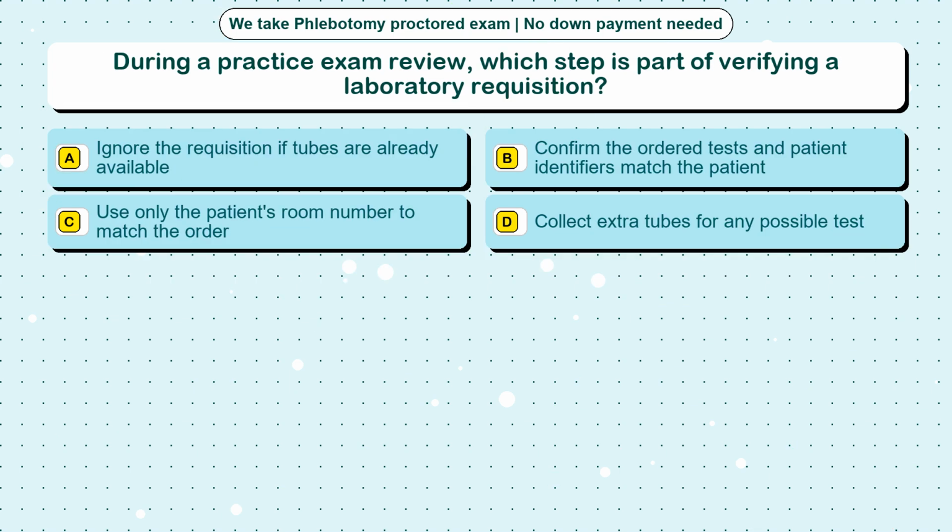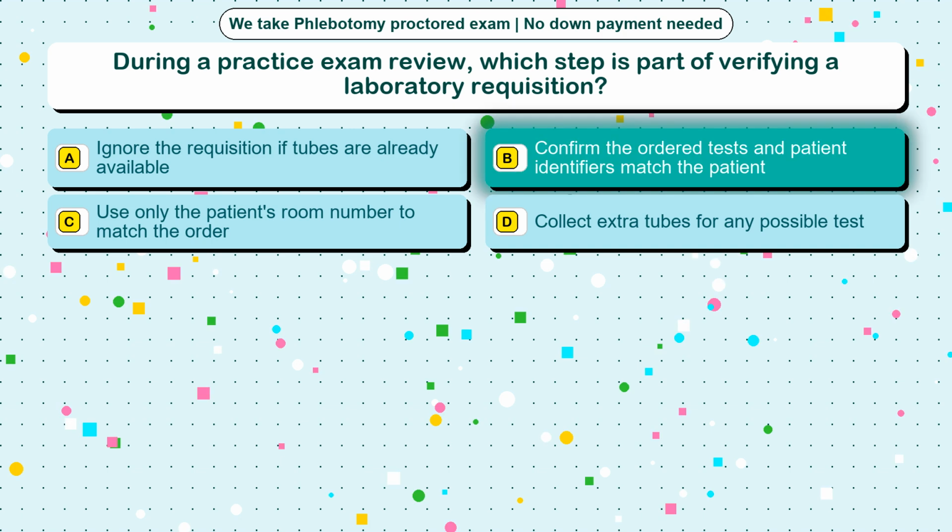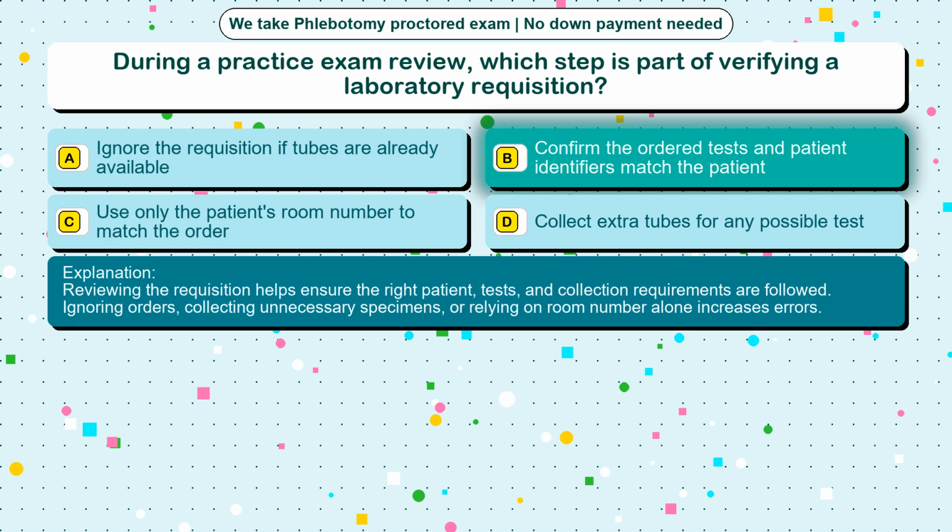Question 43. During a practice exam review, which step is part of verifying a laboratory requisition? Option A. Ignore the requisition if tubes are already available. Option B. Confirm the ordered tests and patient identifiers match the patient. Option C. Use only the patient's room number to match the order. Option D. Collect extra tubes for any possible test. The correct answer is option B. Confirm the ordered tests and patient identifiers match the patient. Reviewing the requisition helps ensure the right patient, tests, and collection requirements are followed. Ignoring orders, collecting unnecessary specimens, or relying on room number alone increases errors.